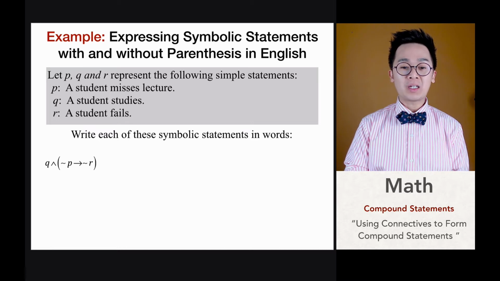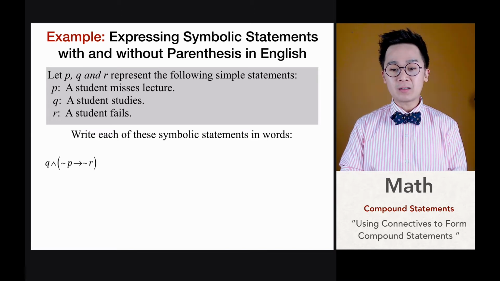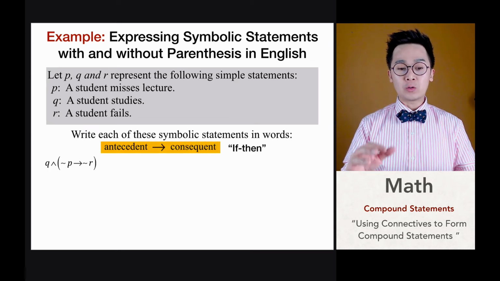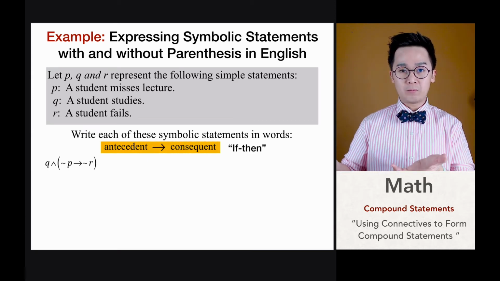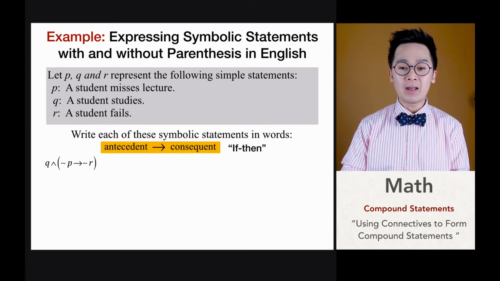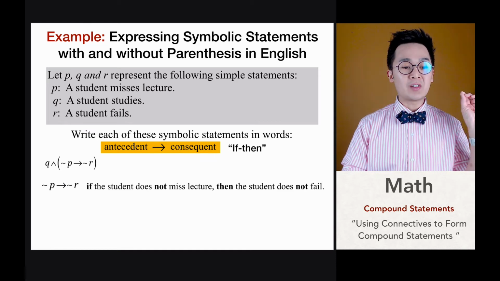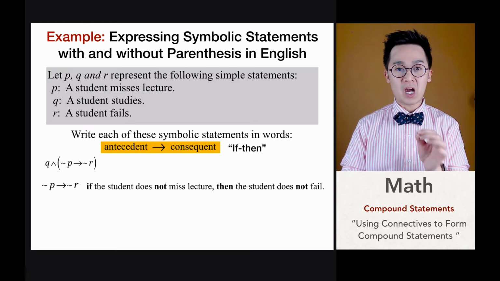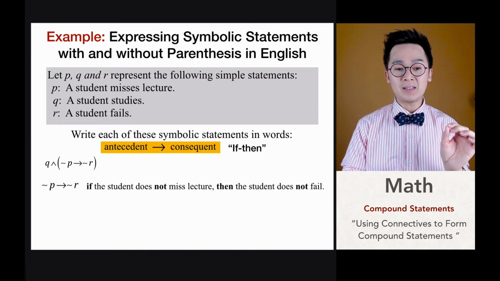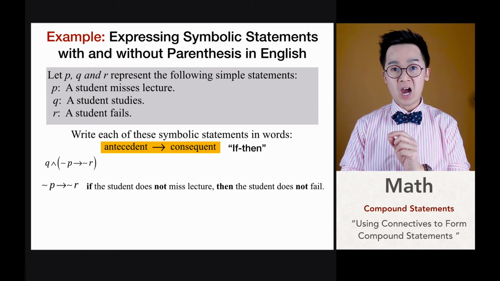So now that we have the parentheses in our conditional statement, what we can do is to work out the dominant operation right here inside the parentheses, which is the if-then statement. And if we're going to translate the parentheses, it would be if not P, then not R. So in English, or using P, Q, and R, it will be if the student does not miss lecture, then the student does not fail.